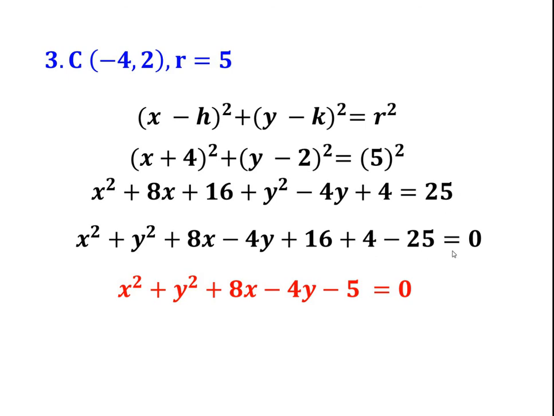Transpose 25 from right to left. It will become negative. So equals 0. Okay, to polish this one, we have x squared plus y squared plus 8x minus 4y minus 5 equals 0. So this is the final answer.